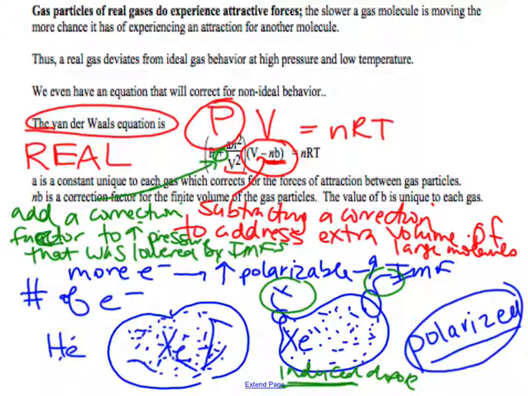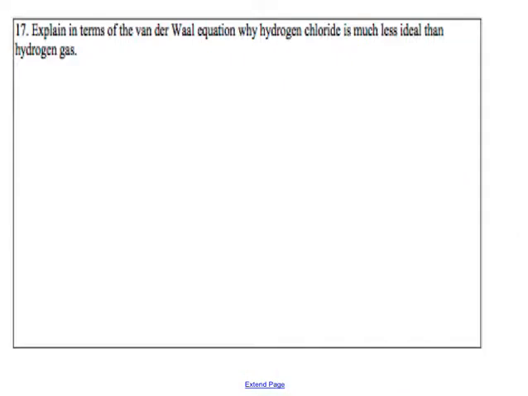All right. So the way this would be asked in a question would be something like this: Explain in terms of the van der Waals equation why HCl, hydrochloric acid in gaseous form, is much less ideal than hydrogen gas. Remember, this unit is all on gas. When you have a problem about the van der Waals equation, address the volume and then the pressure. Address both if both are an issue. So hydrogen chloride, how is the volume affected? Because hydrogen chloride is what?